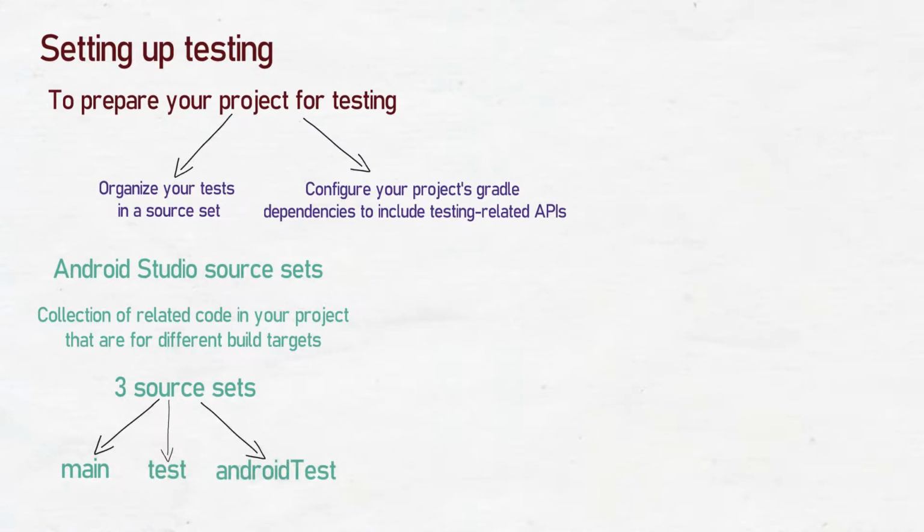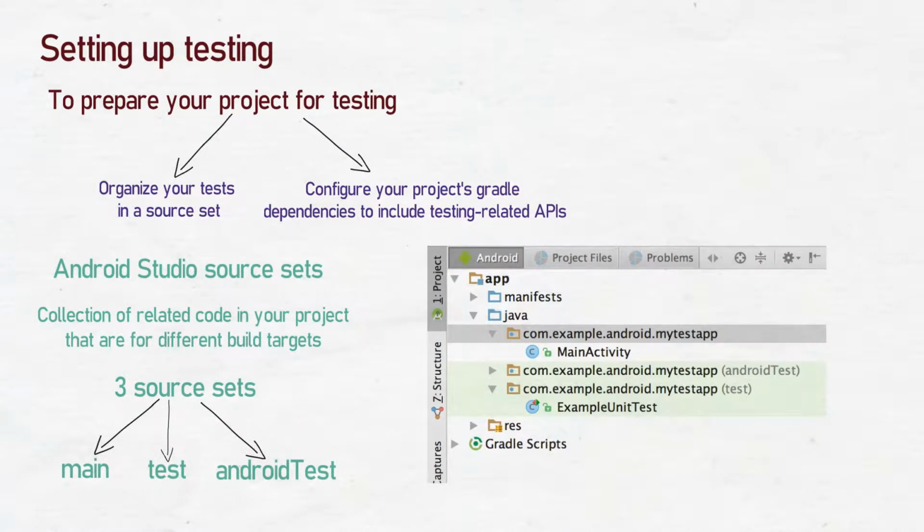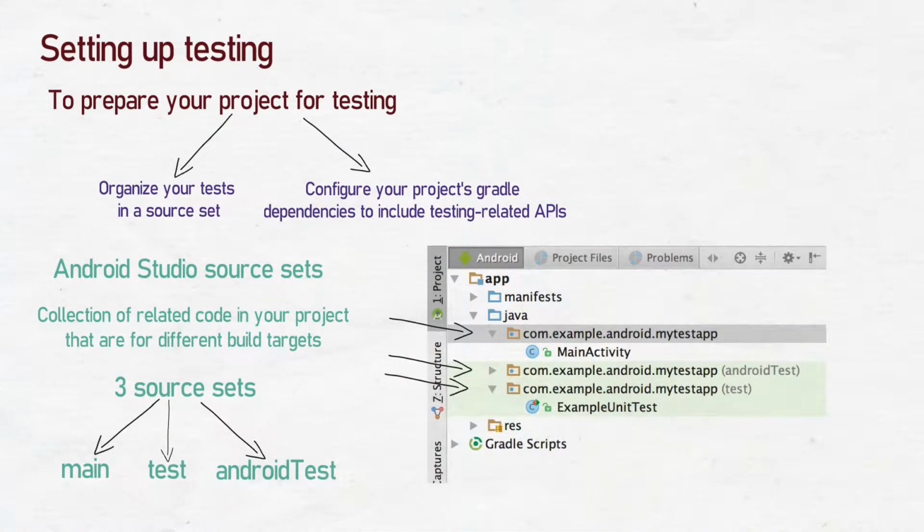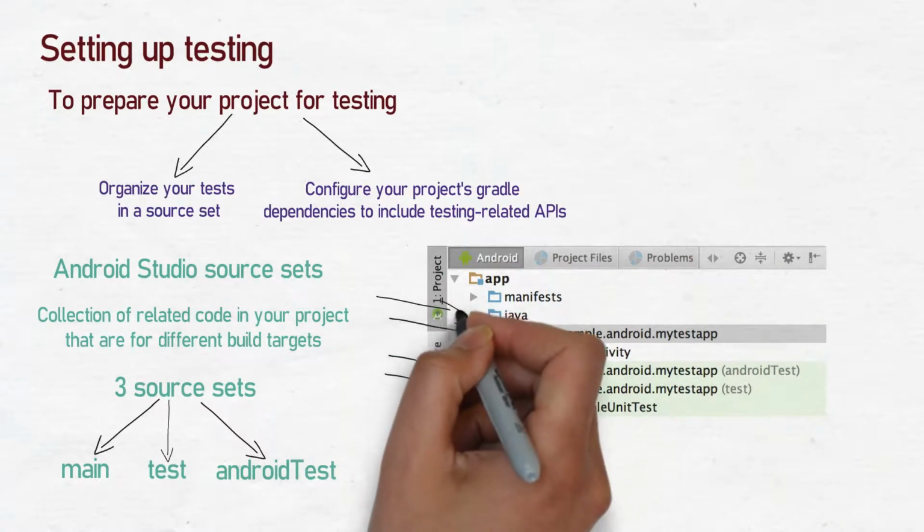Source sets appear in the Android Studio Android view under the package name for your app. The main source set includes just the package name. The test and Android test source sets have the package name followed by test or Android test respectively. The source sets correspond to folders in the src directory for your project. For example, the files for the test source set are located in src/test/java.